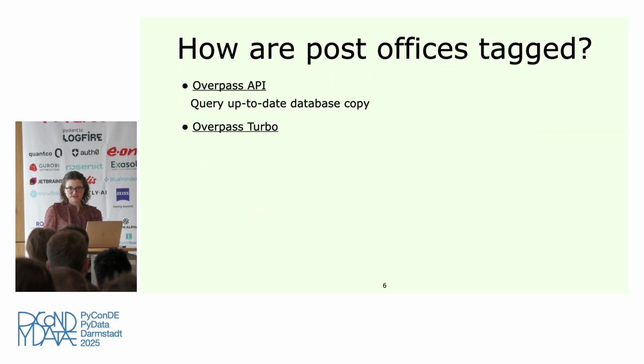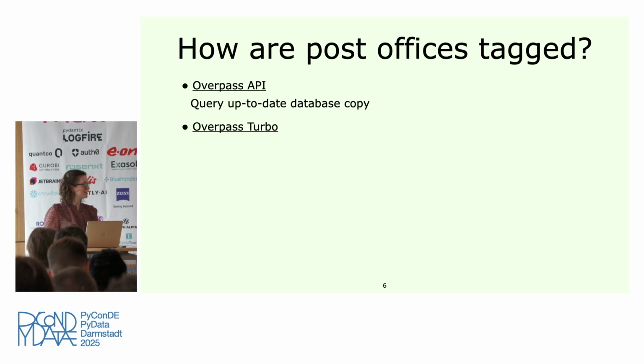What about post offices? How are they tagged? For this, I'd like to introduce a few tools for diving into the data. Overpass API keeps an up-to-date copy of the main database with minute-level changes, and it provides this for search. The API is also optimized for data consumers, and Overpass Turbo is a front end for querying the Overpass API, and then it displays the results on a map.